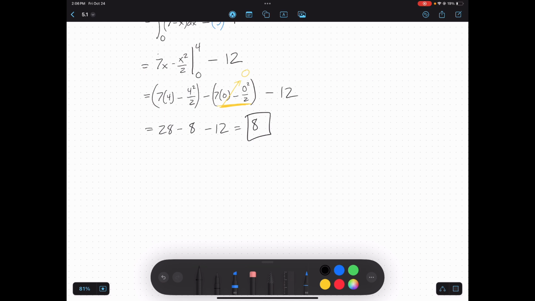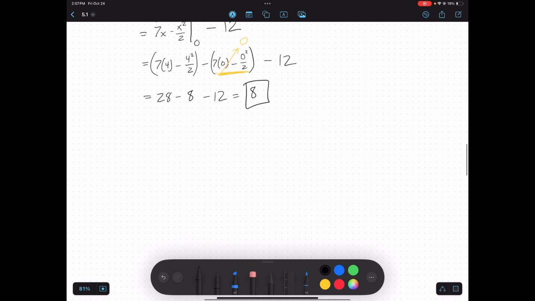There's not really a unit attached to consumer surplus. It's just a measure of the customer satisfaction. Remember, the bigger that number, the more satisfied the customer is going to feel. The smaller that number, the less satisfied they'll feel. And in this case, my consumer surplus was 8.